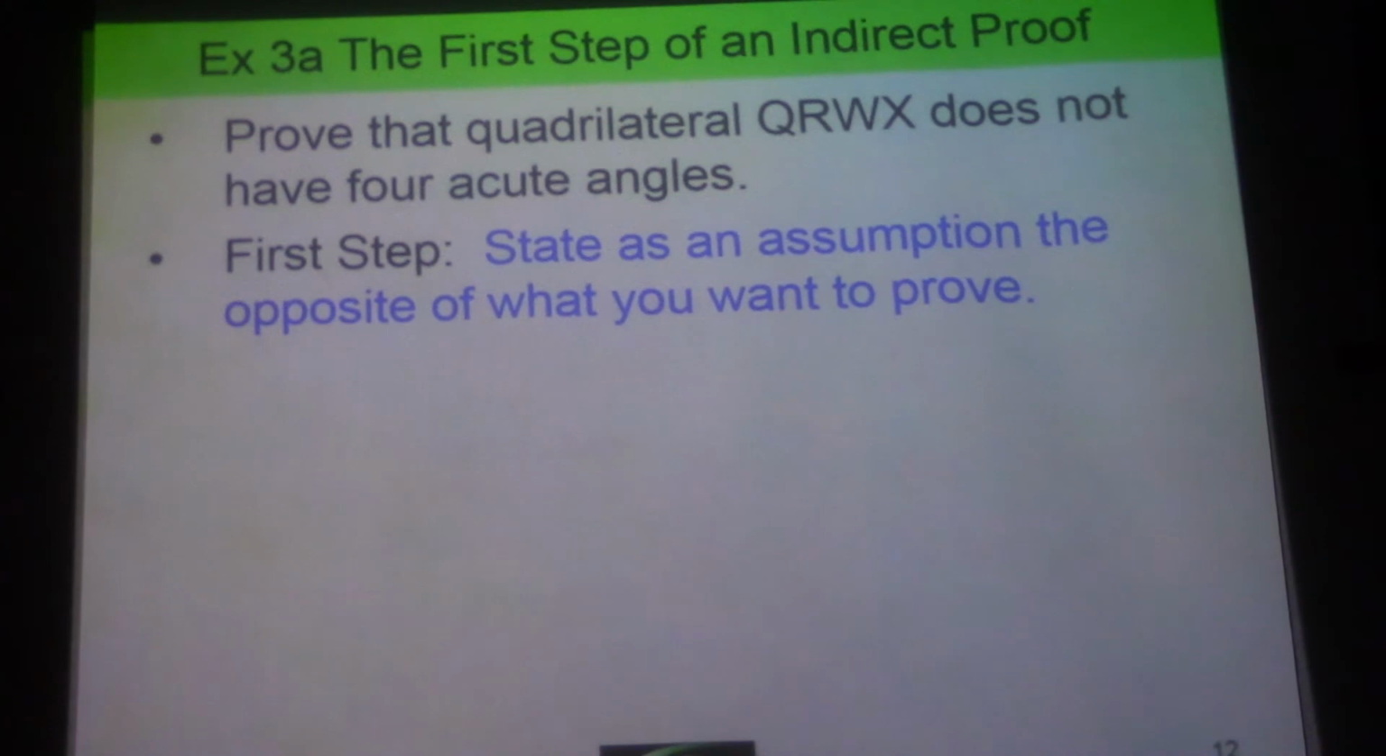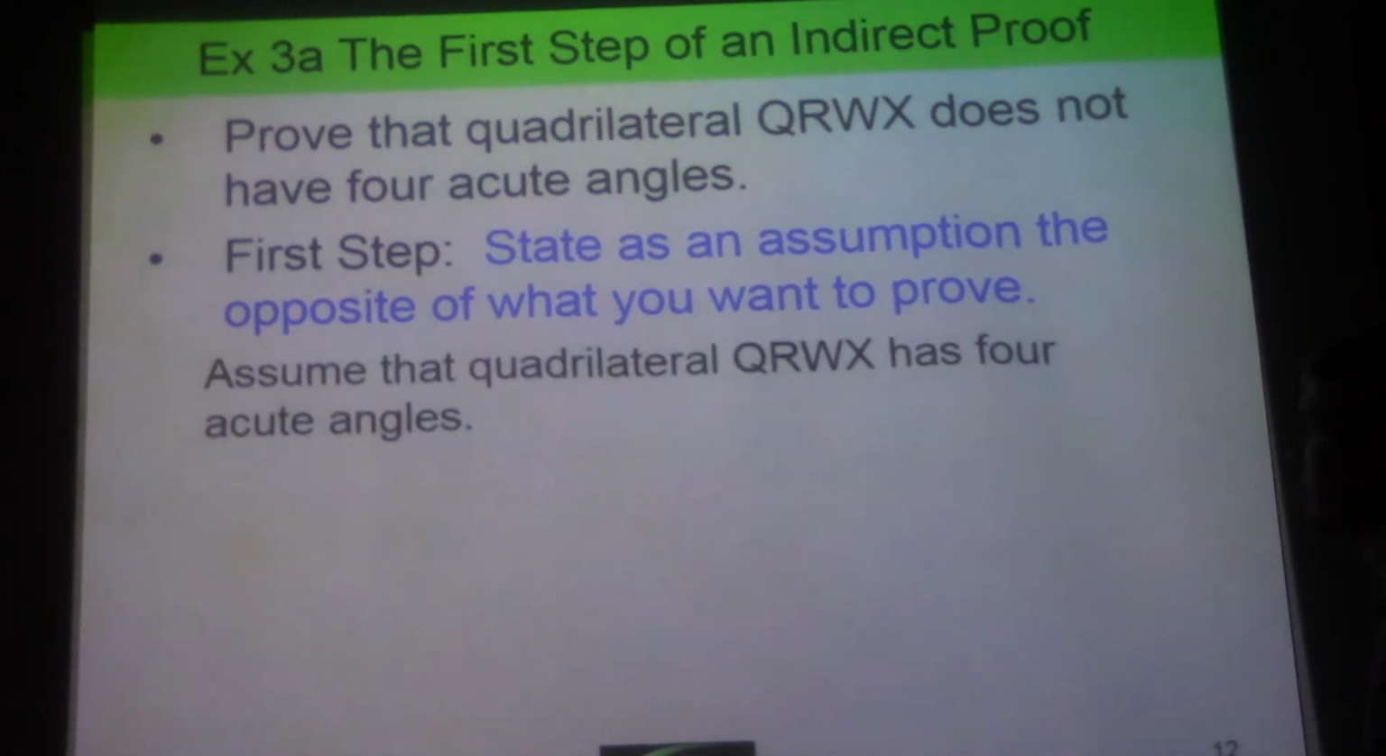So prove that a quadrilateral QRWX does not have four acute angles. So our first step is we assume the opposite. So we'd say quadrilateral QRWX has four acute angles. Well, if you have four acute angles, then we have four angles that are less than 90 degrees. In a quadrilateral, a four-sided figure, our angles need to add up to 360. So if we have four angles that are less than 90, and in total they need to add up to 360, then this can't be.